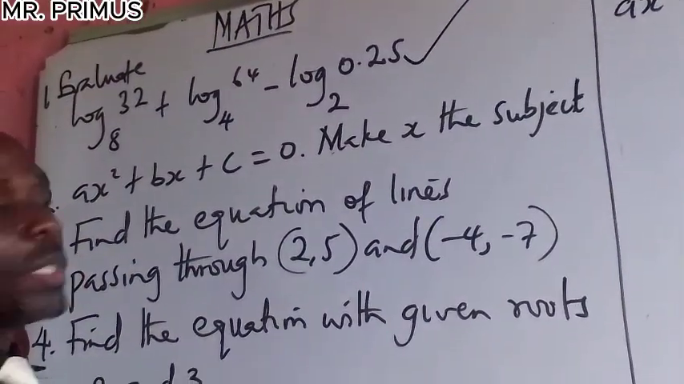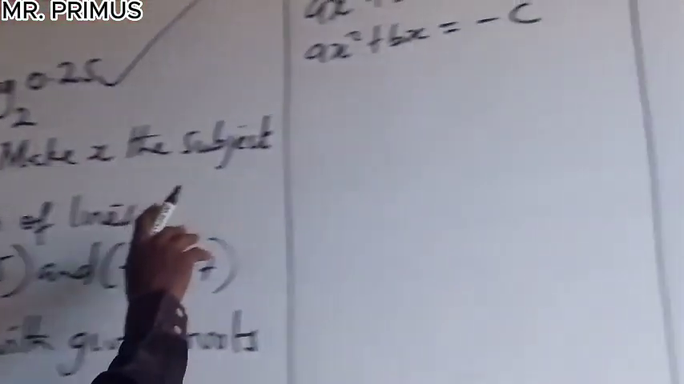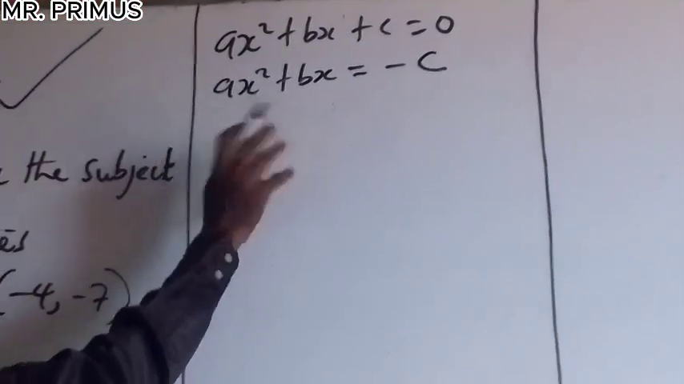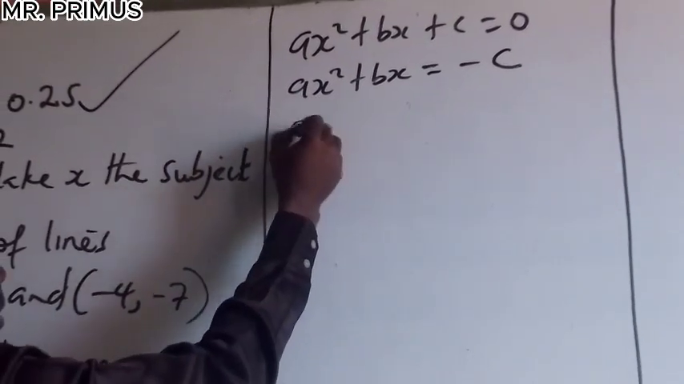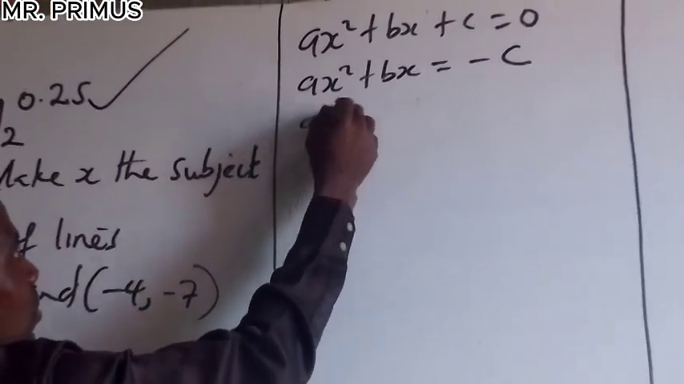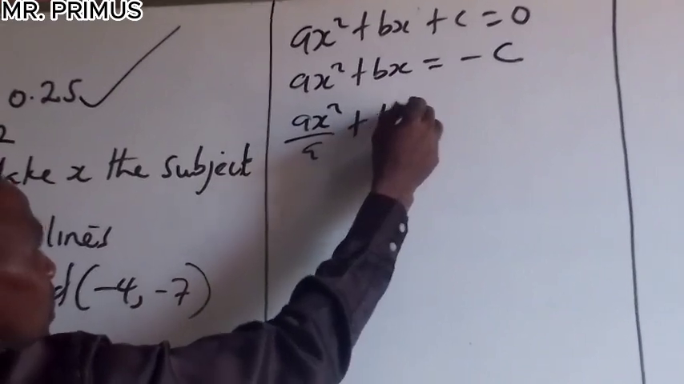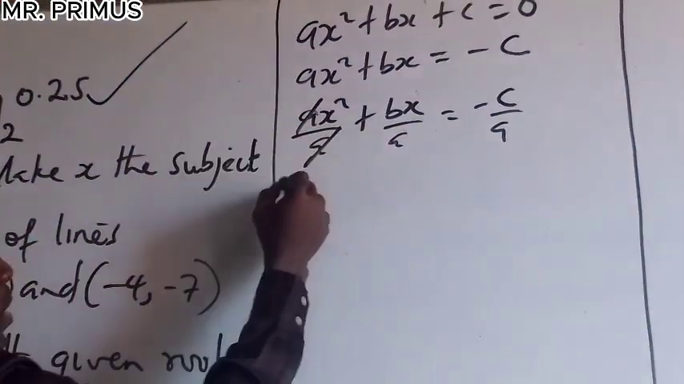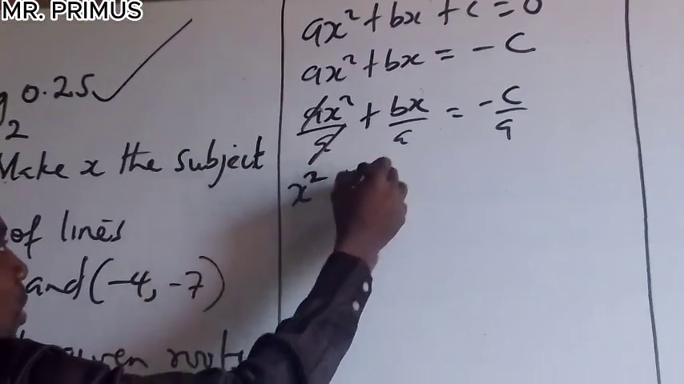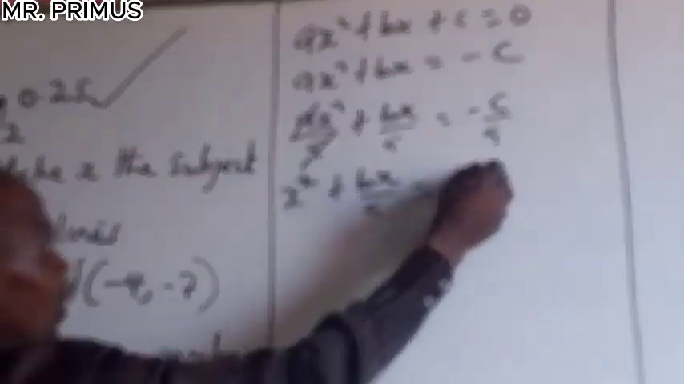We are using completing the square. So we divide through by a. So we say ax squared over a plus bx over a equals minus c over a. So this cancels this, and remains x squared plus bx over a equals minus c over a.